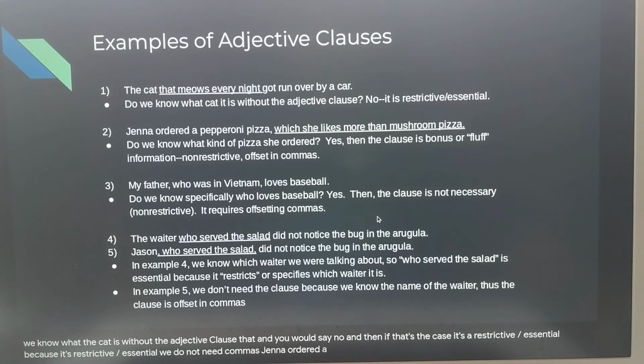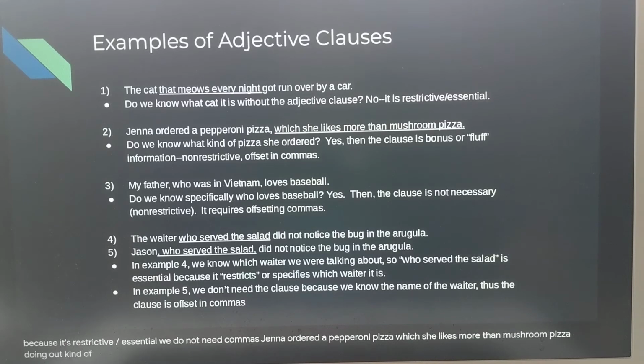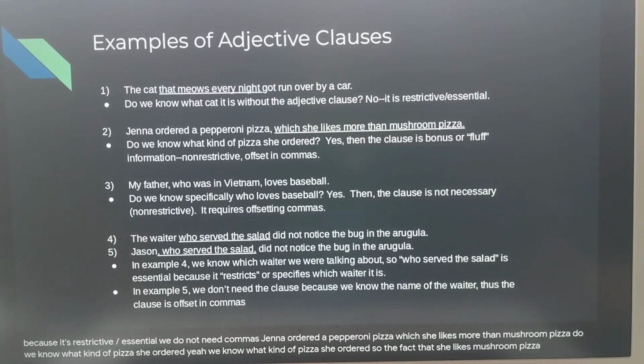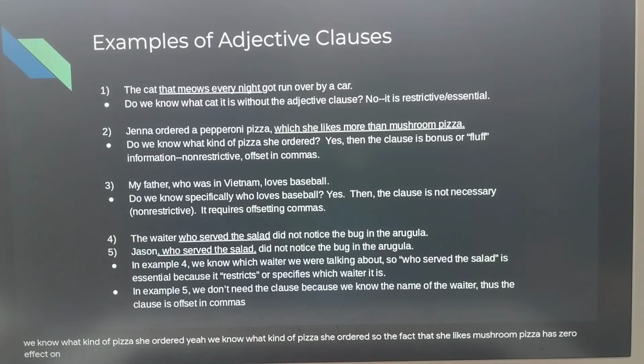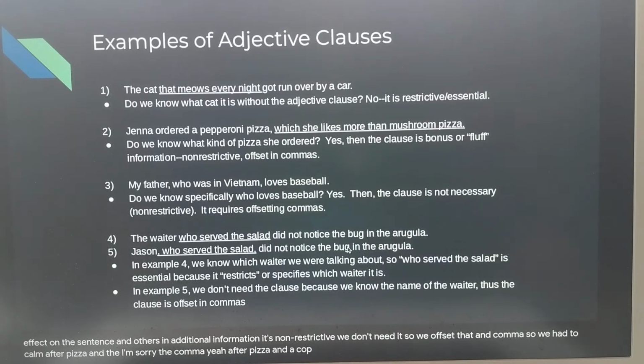Number 2: Jenna ordered a pepperoni pizza, which she likes more than mushroom pizza. Do we know what kind of pizza she ordered? Yeah, we know what kind of pizza she ordered. So the fact that she likes mushroom pizza has zero effect on the sentence. In other words, it's additional information. It's non-restrictive. We don't need it. So we offset it in commas: the comma after pizza, and a period after mushroom pizza.